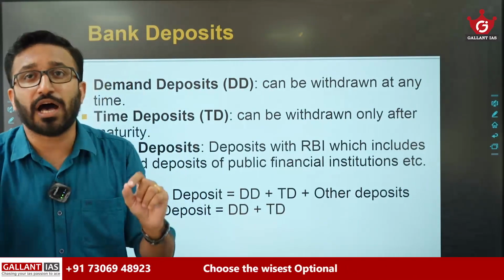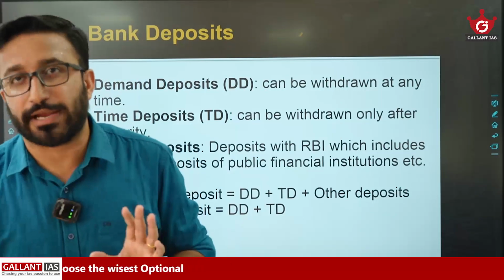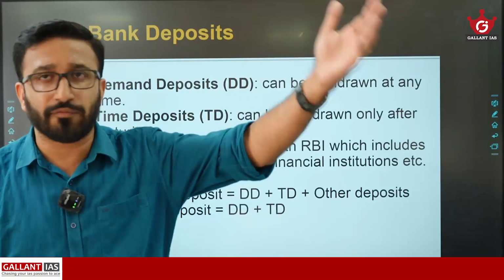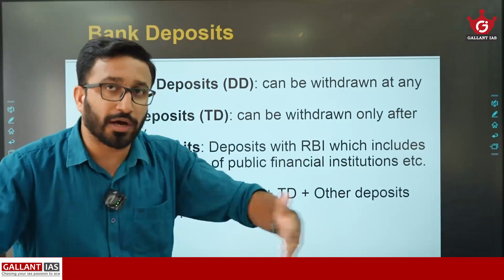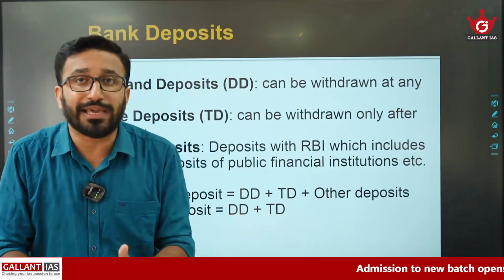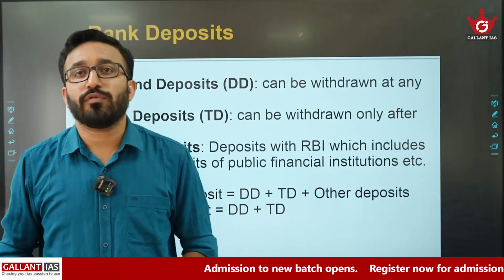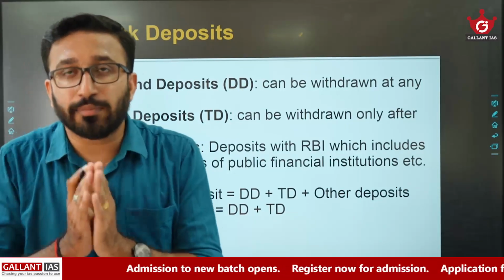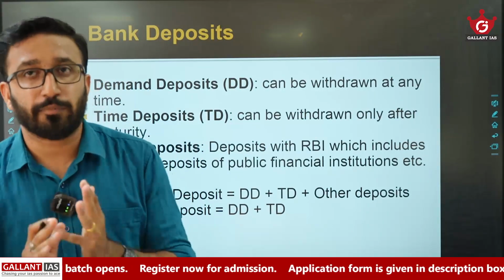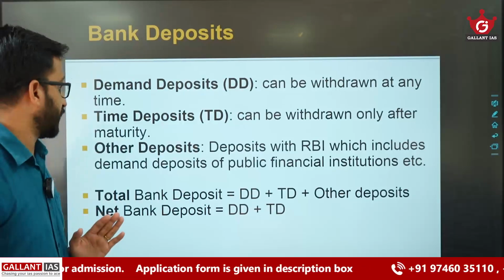See, FDs are deposited for a particular period of time, right? For 6 months or for 1 year, 2 years, 1.5 years, 5 years, like for a longer term. So you can withdraw the amount only after the expiry of that term in case of time deposits. So time deposits are for a particular period of time. Fixed deposits and recurring deposits are examples of that kind of deposits.